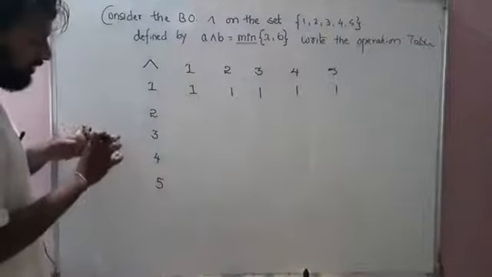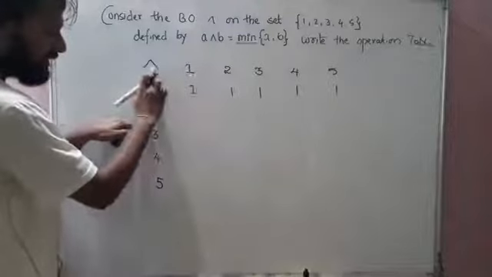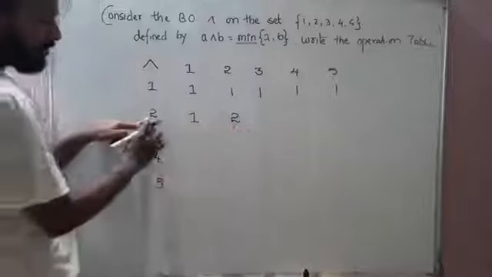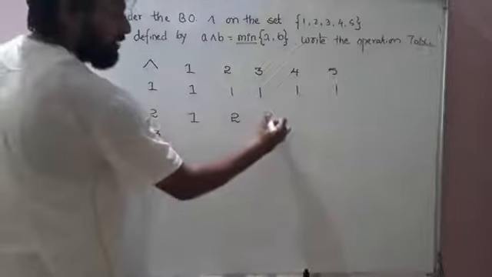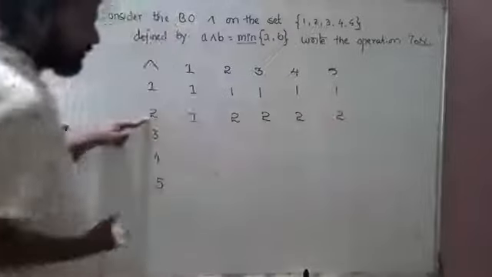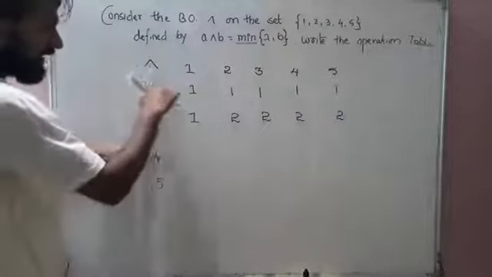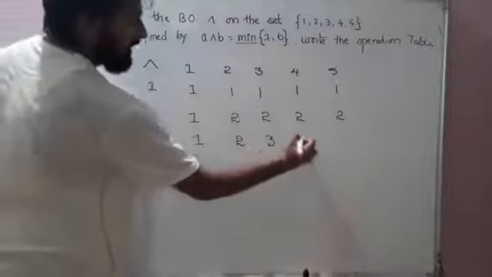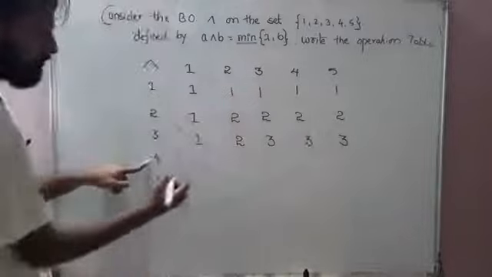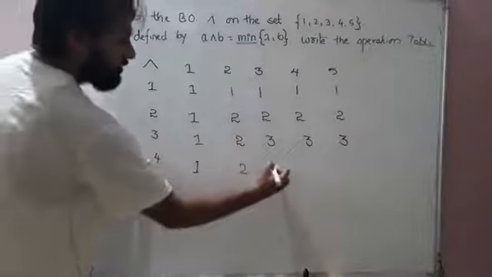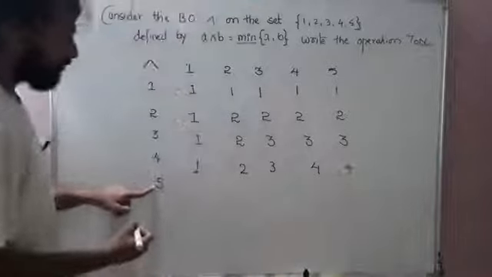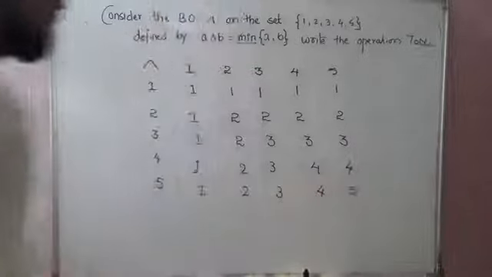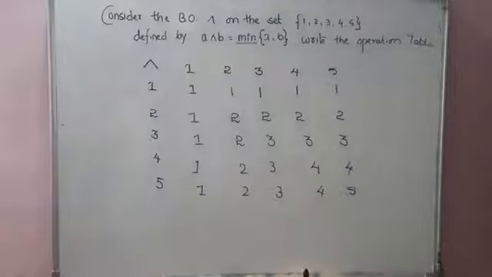Now we will go with 2. 2 and 1, what is the minimum? 1. 2 and 2 minimum is 2. 2 and 3 minimum is 2, and this will again be 2, this will be 2. Now with 3 and 1 it will be 1, this will be 2, 3 and 3 will be 3, and this is 3 and 3. Now with 4 this is 1 2 3 4 and 4. With 5, 1 2 3 4 and 5. So this is how we get the operation table.